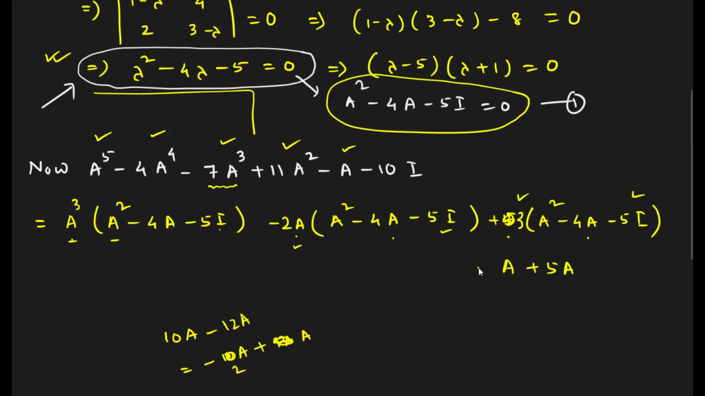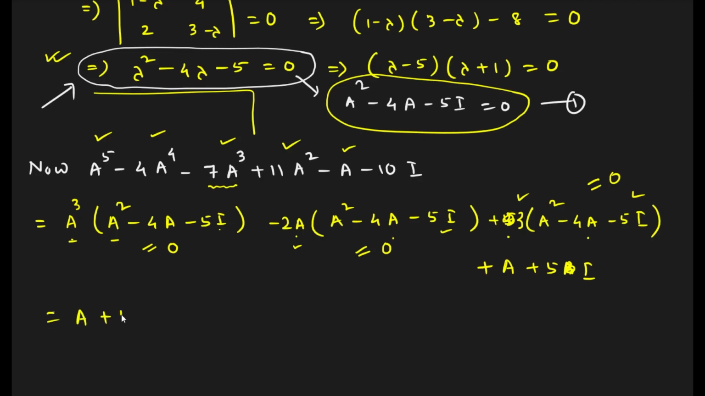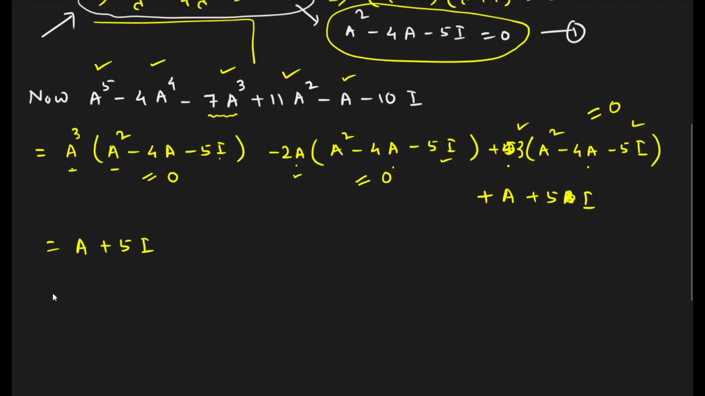Now see, interestingly, from equation 1, no? Equation 1 is what? A square minus 4a minus 5i equals 0. So this particular term will become 0. This is 0. This is also 0. So the first term will automatically vanish by using equation number 1. So what are we left with? We have only two terms. So we have two terms only. A plus how much? 5i. Okay. A plus 5i. So what is our A?